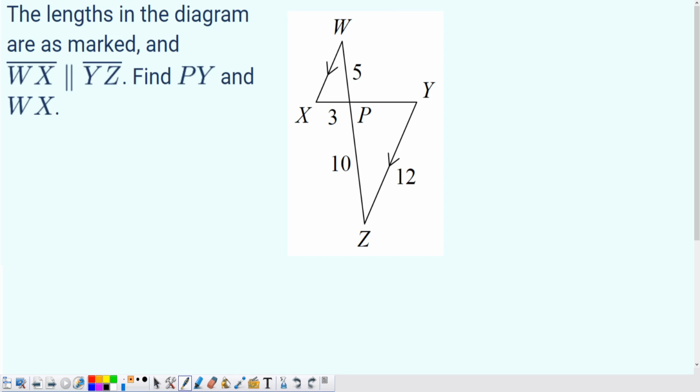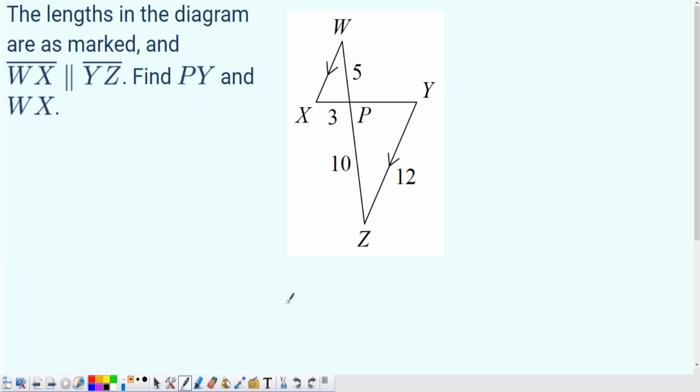Okay, now that we have tried one problem out with angle-angle similarity, let's see if we can find any other uses. So, our following problem says the lengths in the diagram are as marked, and WX is parallel to YZ. Find PY and WX.